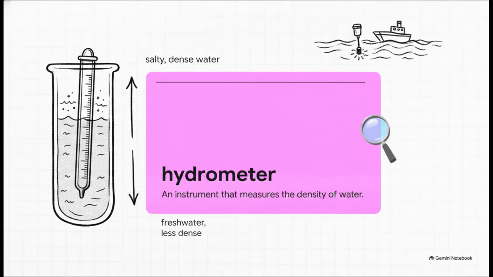To measure this physical property of density, oceanographers use an instrument called a hydrometer. Basically, it's a weighted glass tube designed to float upright in the water. Because dense water provides a lot more support, the hydrometer will float much higher up in heavy, salty seawater, and it'll sink way lower in lighter, less dense fresh water.